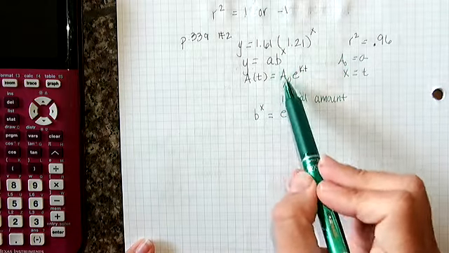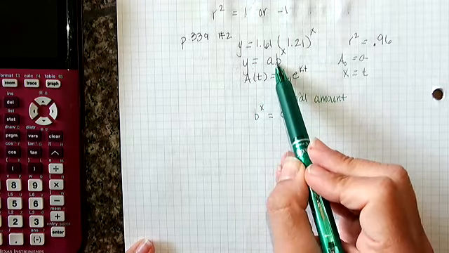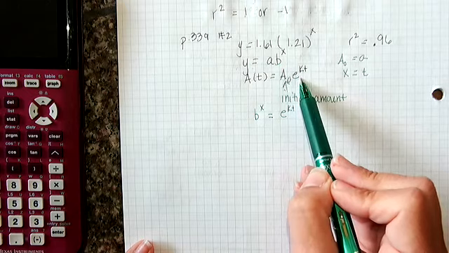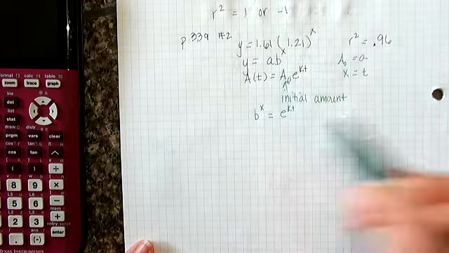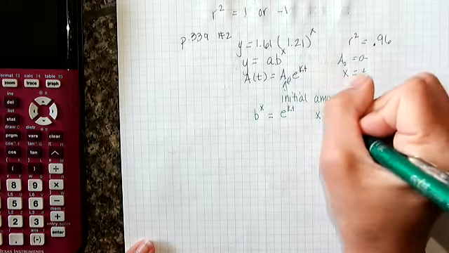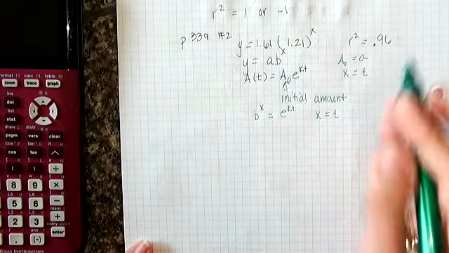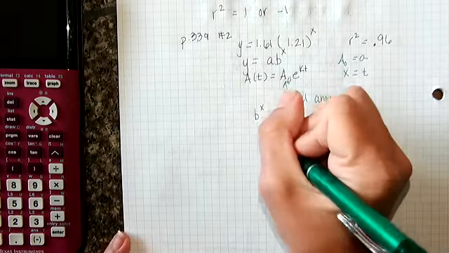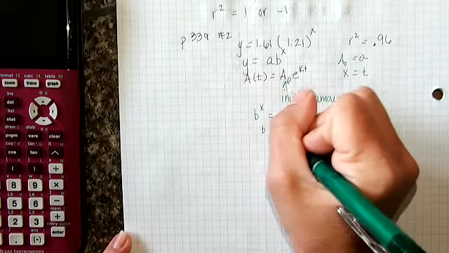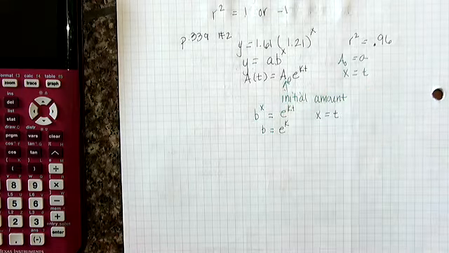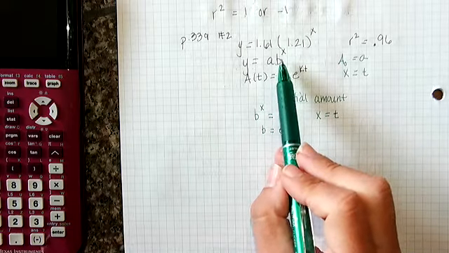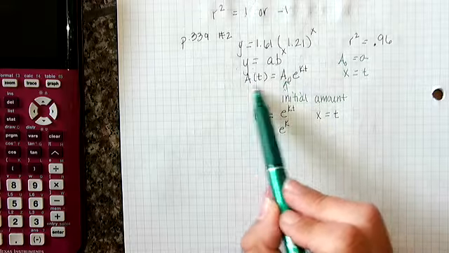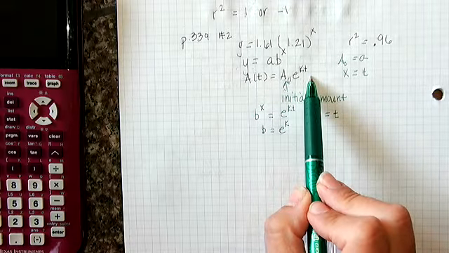Okay, so A sub 0 are the same. We have our base, which is b. Here we have our base, which is e, raised to the kt. But x is the same as t, which I just determined right over here. They both represent time. So you end up with b is equal to e to the k. The base in exponential form is the same as e to the k in growth form or decay form, whichever one it is.